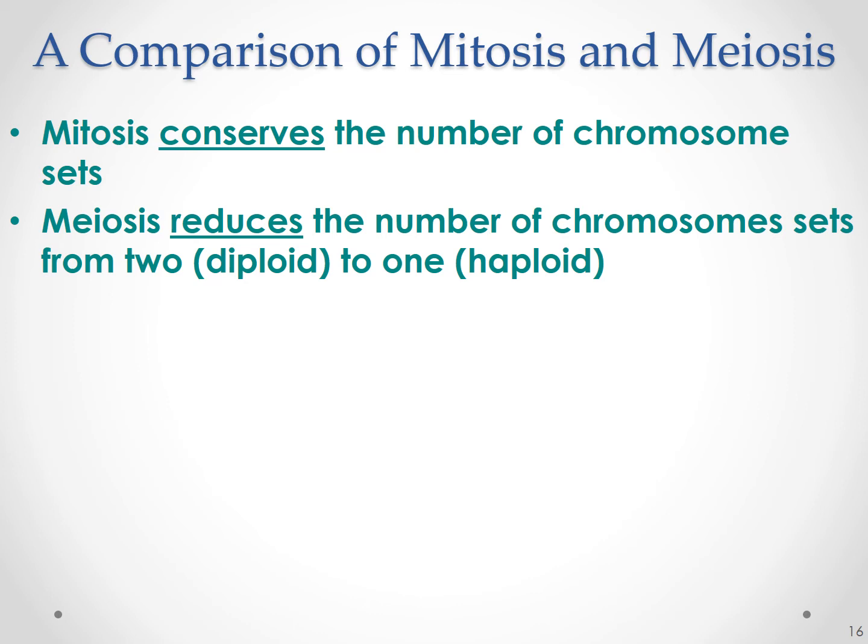And this is as opposed to the meiosis. Meiosis reduces the number of chromosome sets. In humans, we start out as diploid. Okay, so remember our somatic cells are diploid, and then the somatic reproductive cells are going to undergo meiosis to produce the gametes, which are haploid.